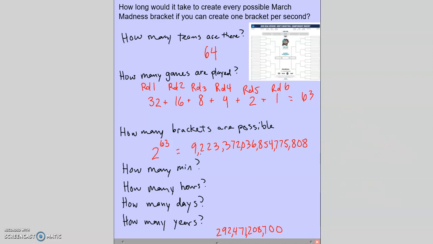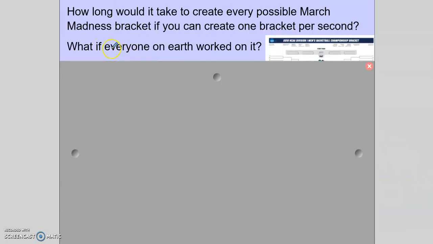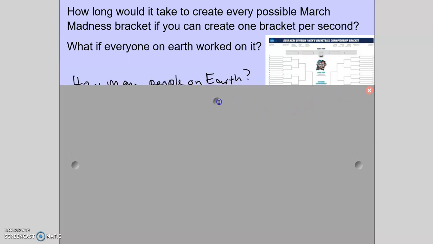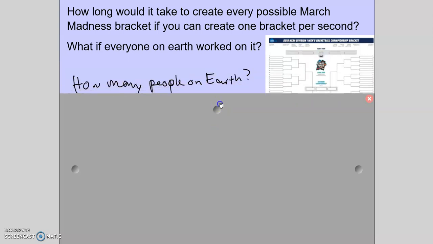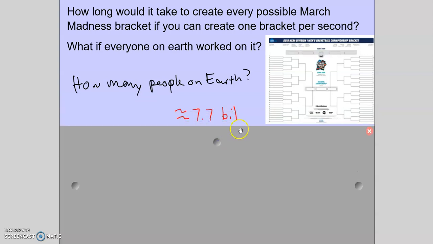I've got a follow-up question to this, though, and that is, what if instead of you working on it alone, you got everyone on planet Earth to help you, and everyone on planet Earth could also make 1 bracket a second? And somehow you coordinated all your efforts so that no one ever made the same bracket that anyone else made. Everyone was always making new brackets. Well then, next question I would ask is, how many people are on Earth? I looked it up and it's about 7.7 billion is the approximate, at least as of 2019.